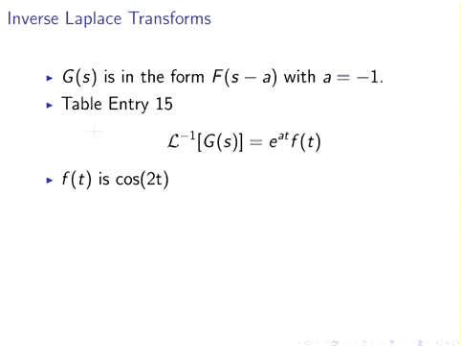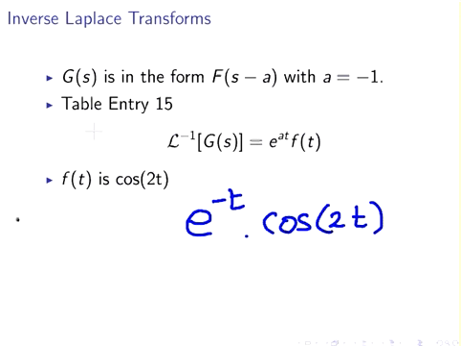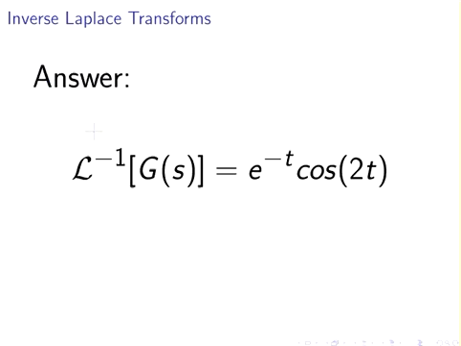So we're pretty much done now. Recall that f of t is cos 2t and a is equal to minus 1. The answer we have there is e to the minus t times cos of 2t. That is the inverse Laplace transform of g of s, which we're going to call g of t, small g of t. And the answer is e to the minus t times cos 2t. There we go. Job done. Presentation over. Thank you very much.